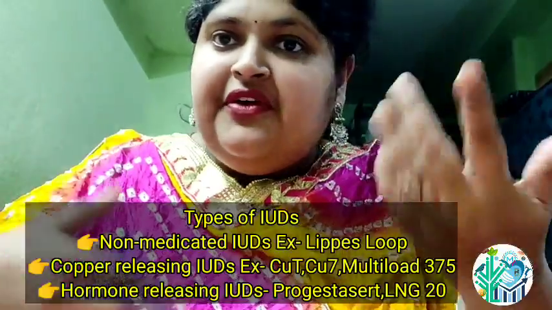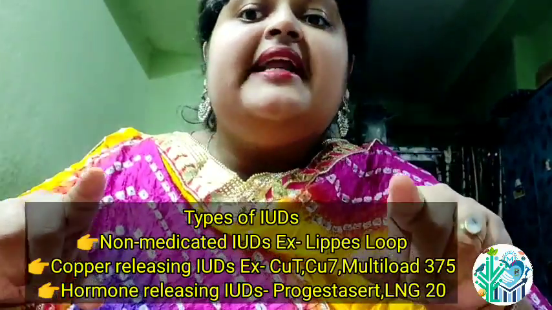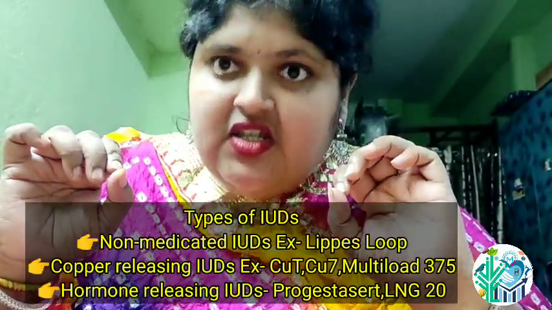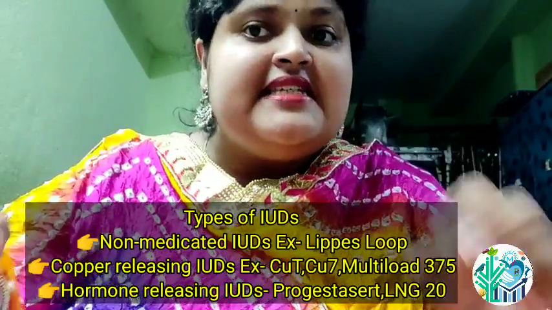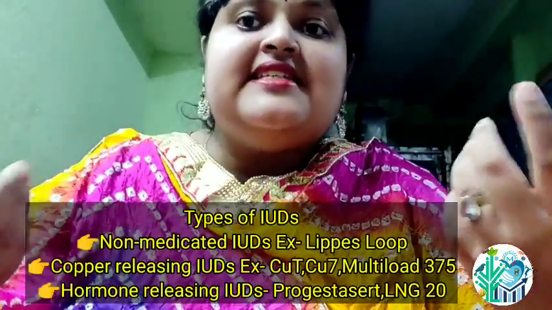Okay, so what are the three types of IUDs? First is non-medicated IUDs, second is copper releasing IUDs, and third is hormone releasing IUDs.